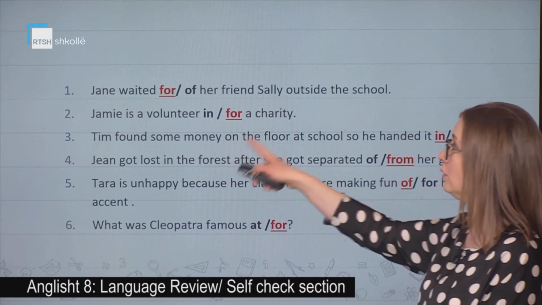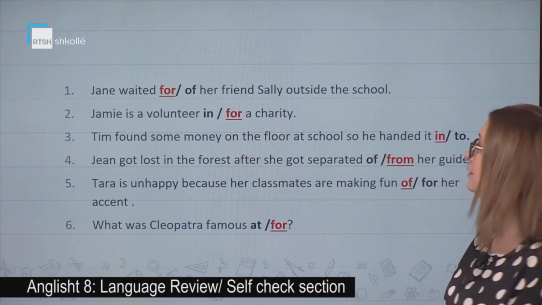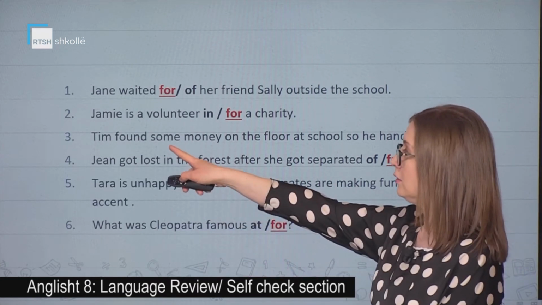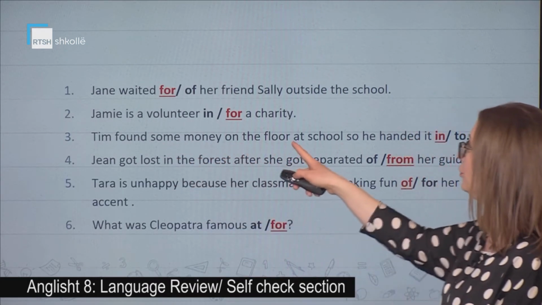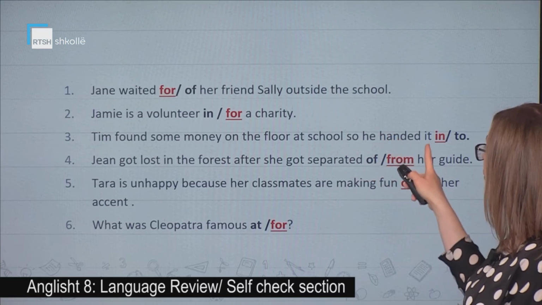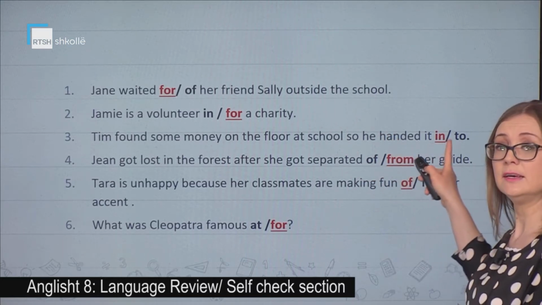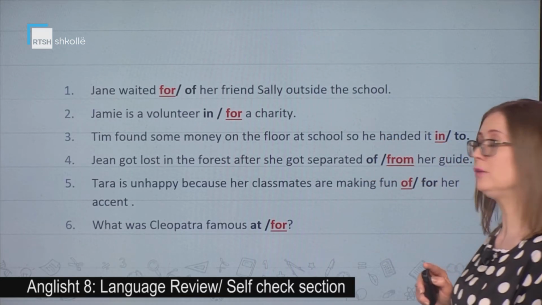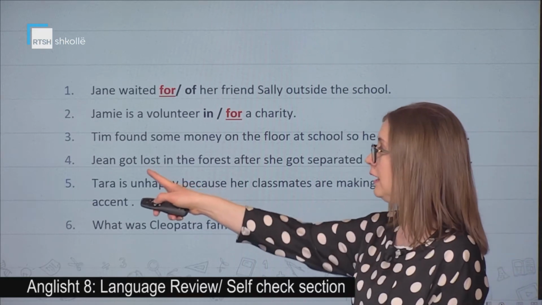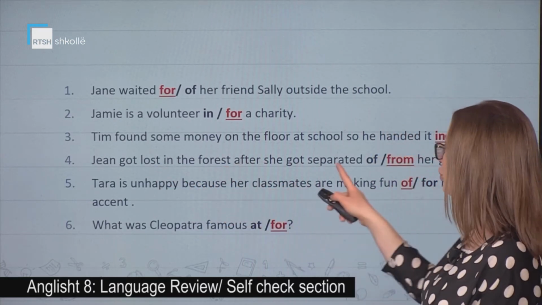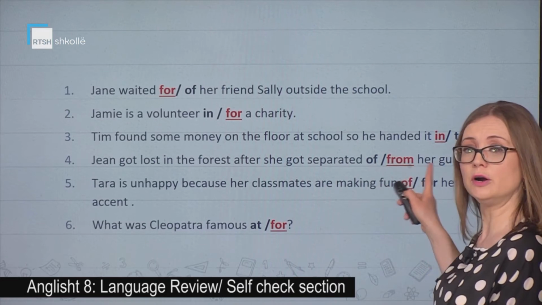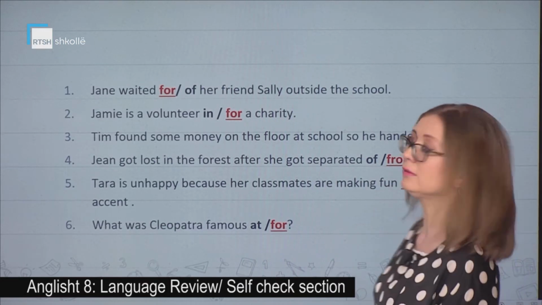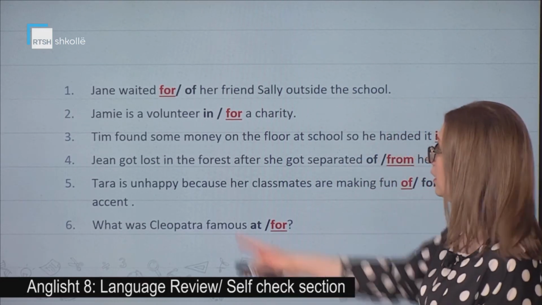Jamie is a volunteer for a charity. Tim found some money on the floor at school, so he handed it in. In is the right preposition. Jane got lost in the forest after she got separated from her guide. From is the right preposition to choose.